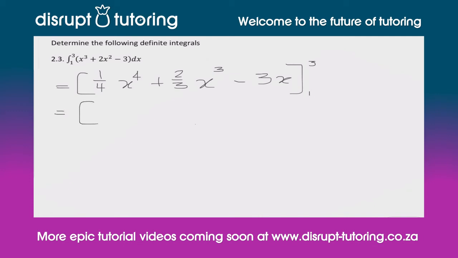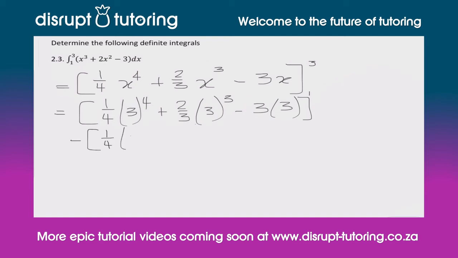Right, moving on to the next step. Let's start off by bringing in our 3. So that's the upper limit. Plus 2 over 3. So that's going to be 3 cubed minus 3 times 3. Perfect. Right, and then from that, we need to subtract the exact same thing. But in this case, it's going to be 1. Okay, so we're going to do the exact same thing. It's going to be 1 over 4 times 1 to the 4 plus 2 over 3, 1 to the 3 minus 3 times 1. And then we close the brackets.